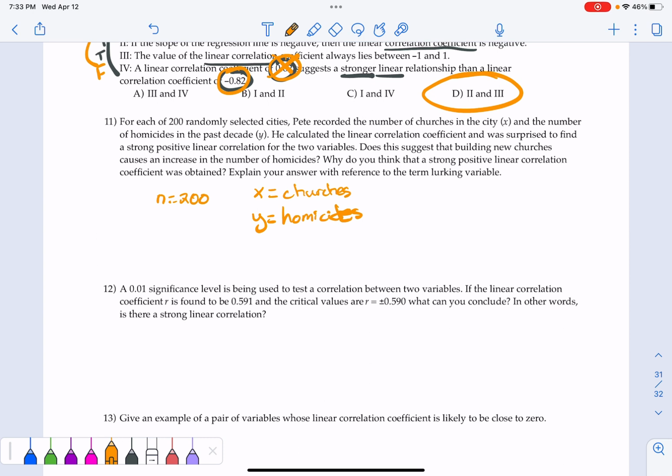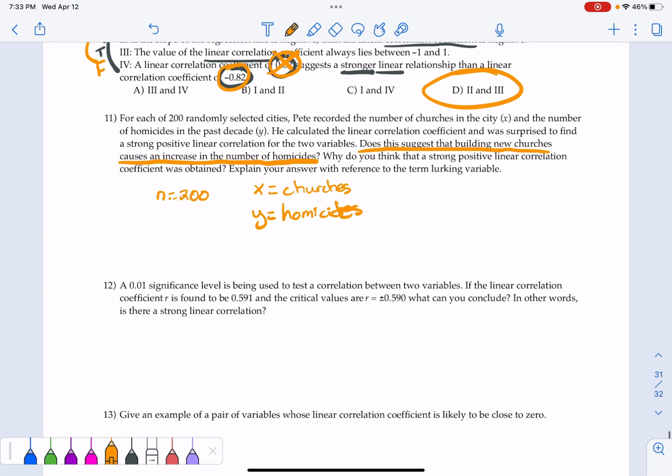He calculated the linear correlation coefficient and was surprised to find a strong positive correlation between the two. Okay, and then it says, does this suggest that building new churches causes an increase in the number of homicides? Well, I sure hope not. That should be the opposite, I would think. But does this suggest that more churches causes more homicides? That's what it's leading you to believe, according to the r. There's a strong linear correlation between the two.